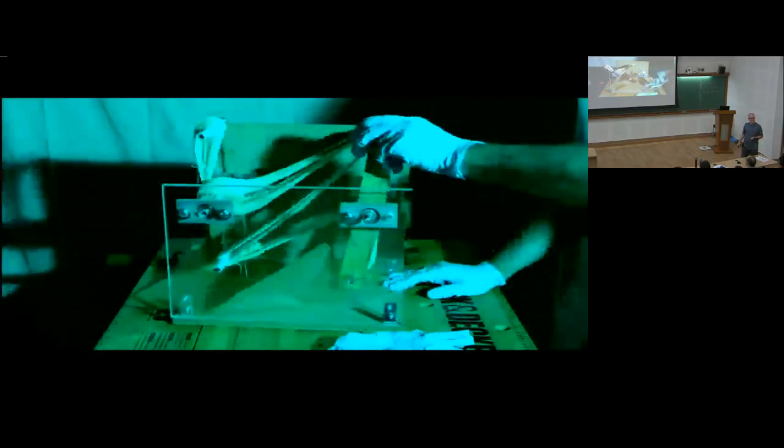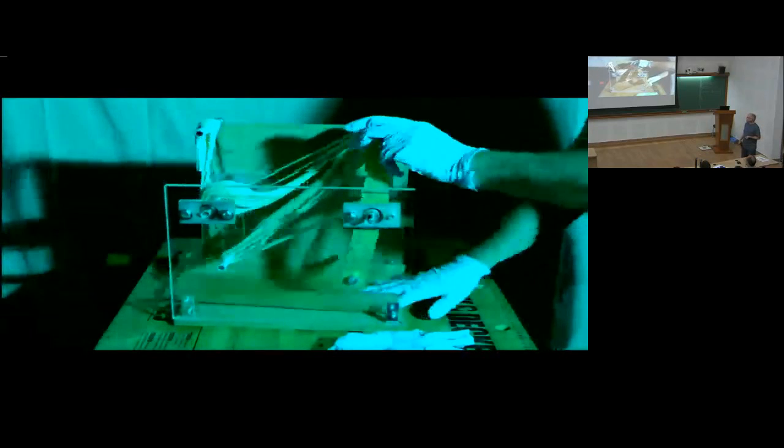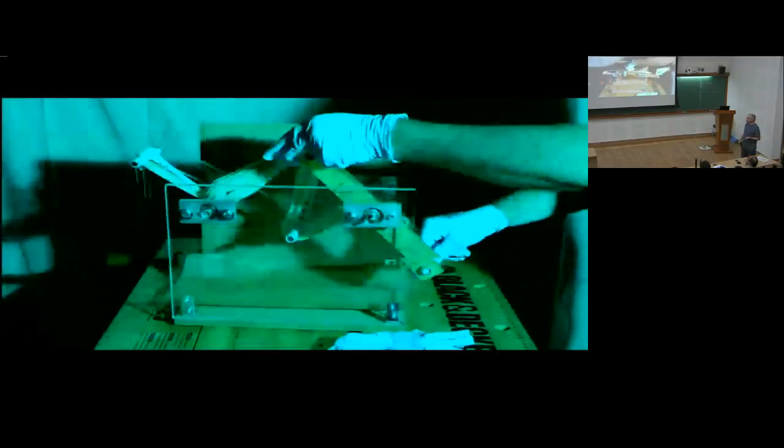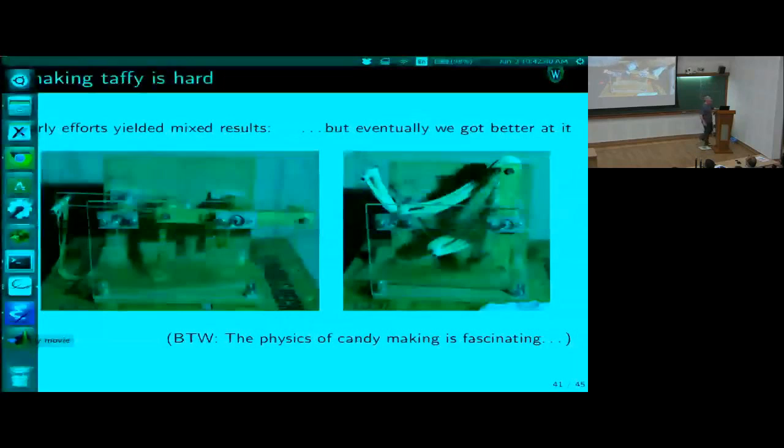So it's pretty effective. I went to see the patent office at Wisconsin and told them about this. I wouldn't say that he laughed at me, but he didn't really think there was commercial potential for taffy pulling devices these days. But I still think it's interesting. There are lessons to be learned here. It's not all facetious.